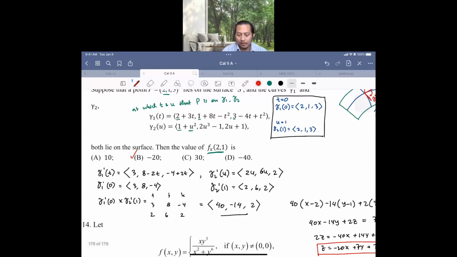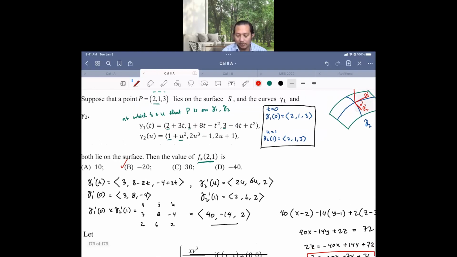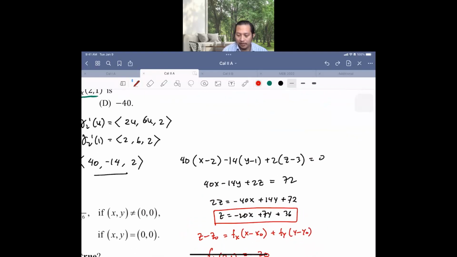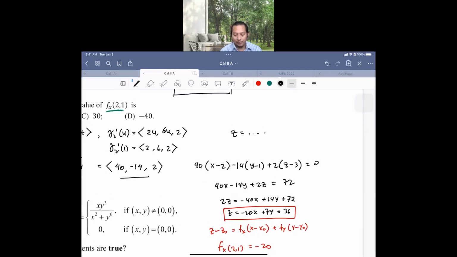If you answered negative 40, you need to remember that the surface needs to be in the form z equals something. So please be aware of that.